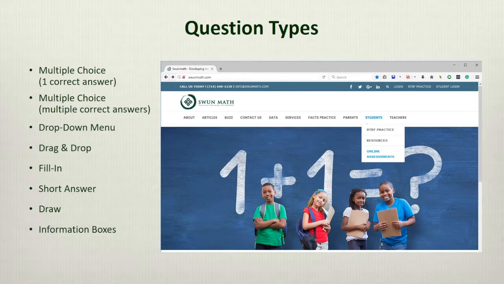Others require manual scoring because there may be multiple ways to record a correct response and a teacher's professional judgment is needed. As you view the video, please remember the intention is to demonstrate the technology. The answers selected in the demonstration may or may not be correct.